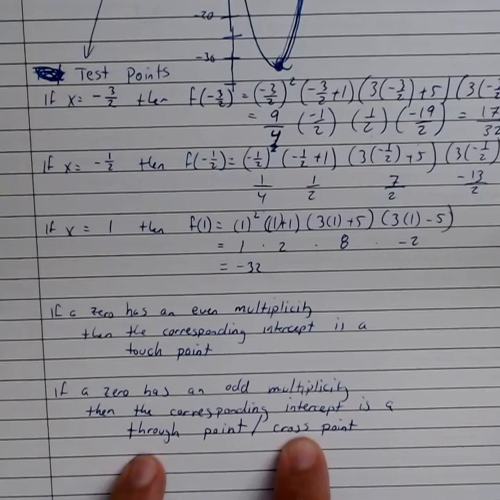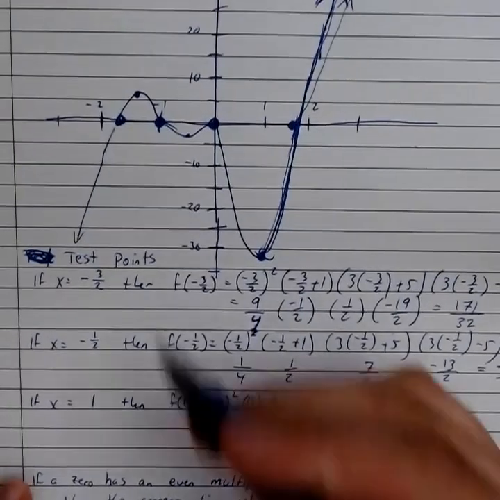They pretty much separate the two words, right? It crosses through the point. So some people call it a cross point. Some people call it a through point. All right, so either one.